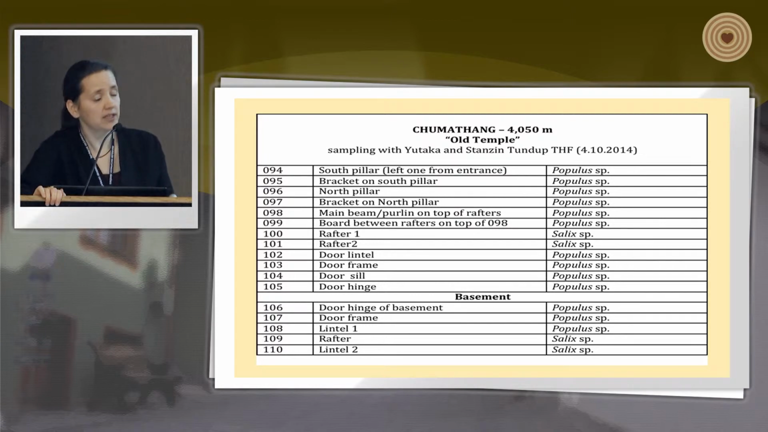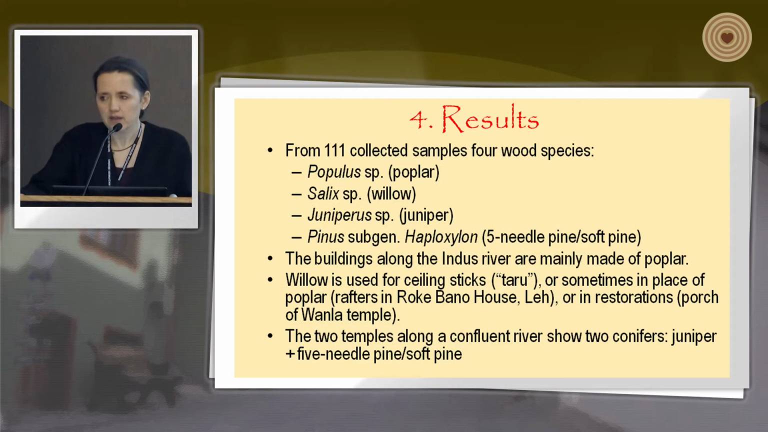The identification showed poplar, poplar, poplar again, and some willow. For example, two rafters were made of willow, and lintels and rafters, but mostly poplar. And so from all the 111 collected samples for the wood species, 4 wood species were identified: poplar, willow, juniper, and Pinus haploxylon, 5-needle pine.